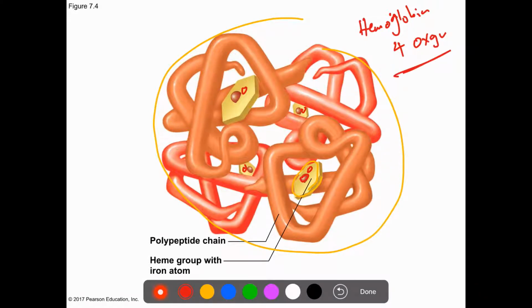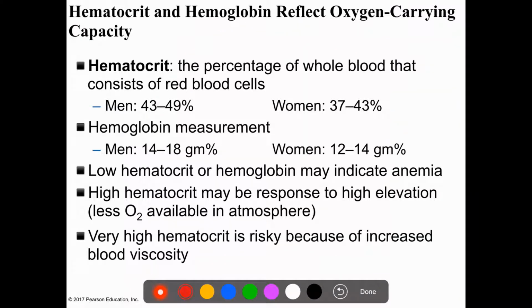Usually, one red blood cell would have around 250 million of these hemoglobins. Now, the count of red blood cells in the blood matters, and matters a lot. And that is the hematocrit. That is the percentage of the whole blood that consists of red blood cells. In men, it is between 43 and 49%. In women, between 37 to 43%.